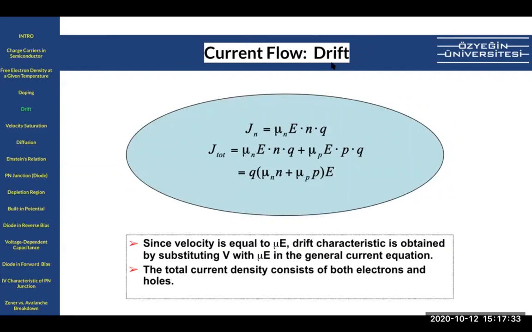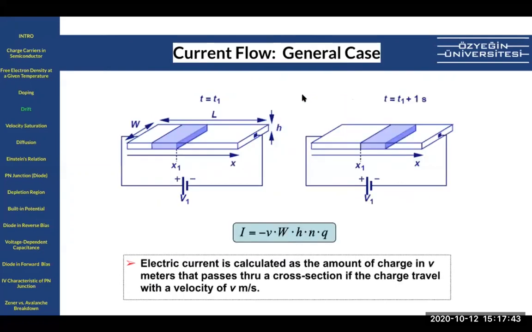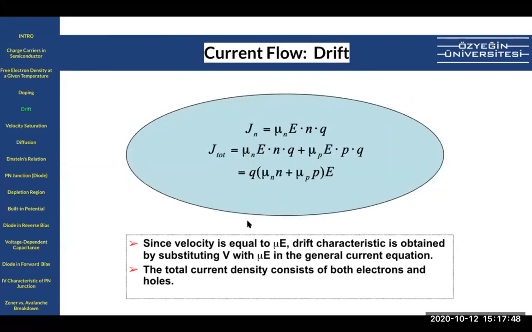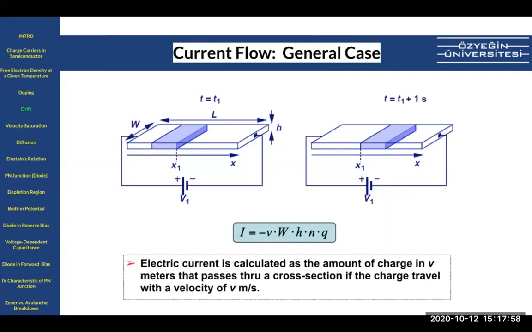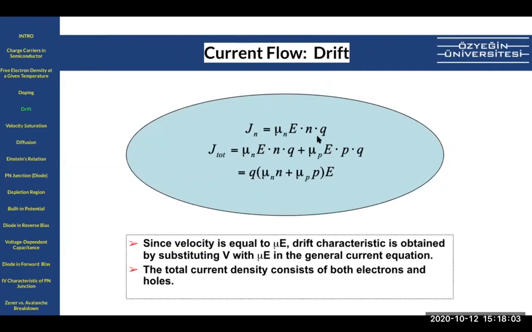And this is called drift: how holes and electrons move with respect to electric fields. When we look at the previous equation, we calculated in terms of current, but there is also a term called current density. Current density means we divide that current by the cross section. And here, as you can see, we have N times Q, and that is the total charge.